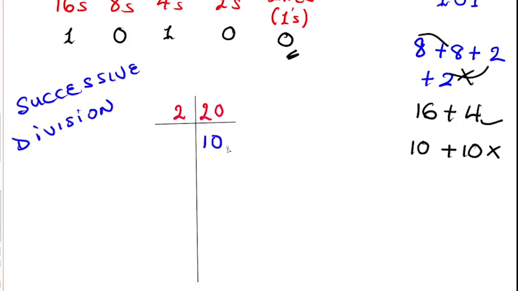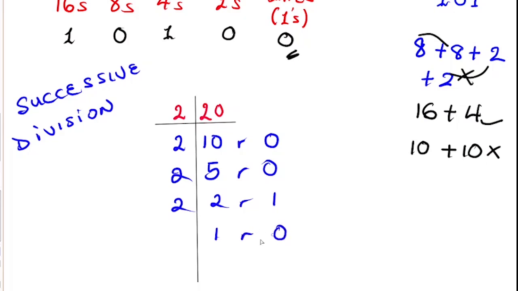Or it's like you're sharing something 2 per person. 10 people will have their shares. But for some reason we are going to be writing the remainders. Here we have a remainder of 0. I will explain why it is a must for us to write the remainders. We divide by 2 again successively until we have 0 left. We have 5 remainder 0, 2 remainder 1, 1 remainder 0, and 0 remainder 1.